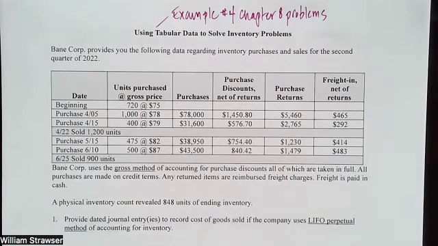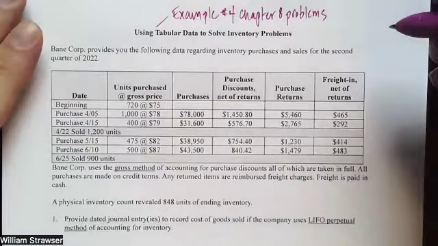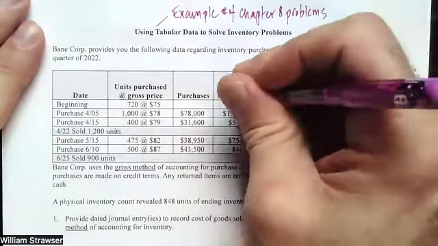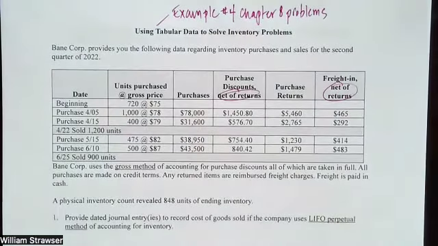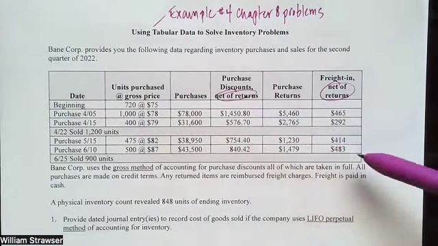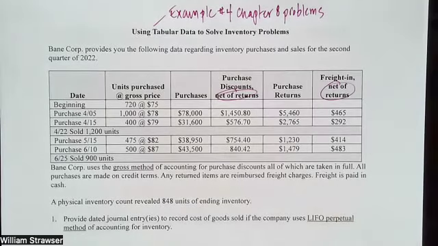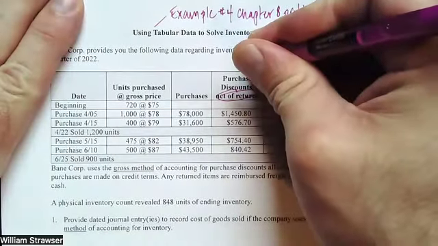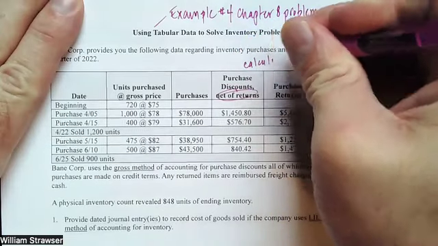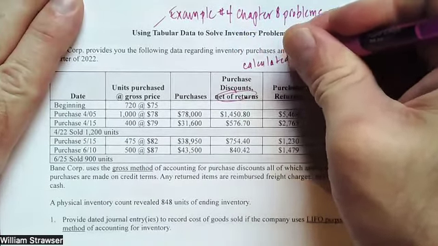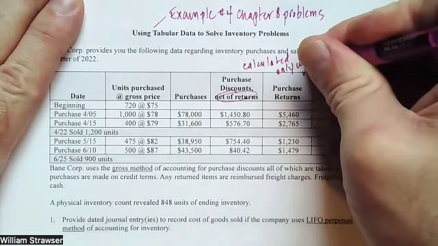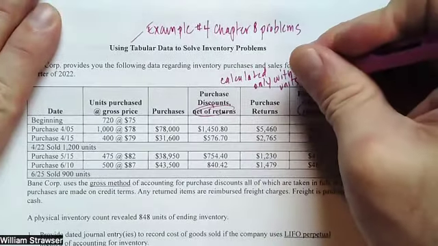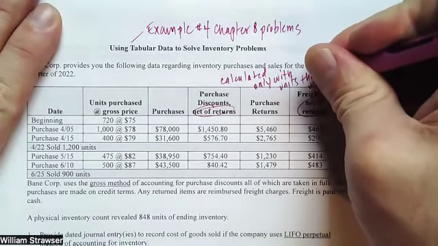So I do have a few footers or hints in here, like these purchase discounts are net of returns, and the freight is net of returns. And so what that's telling me is these figures are calculated only with the units I kept. So they represent the full amount of the units that were kept.